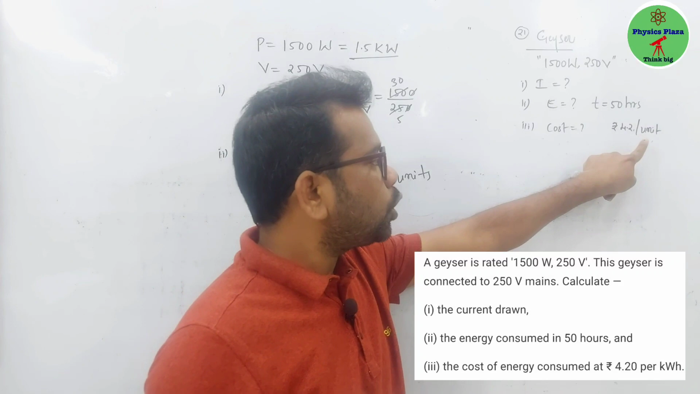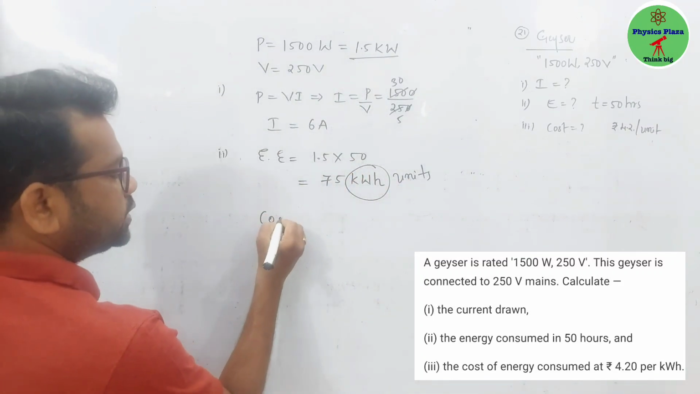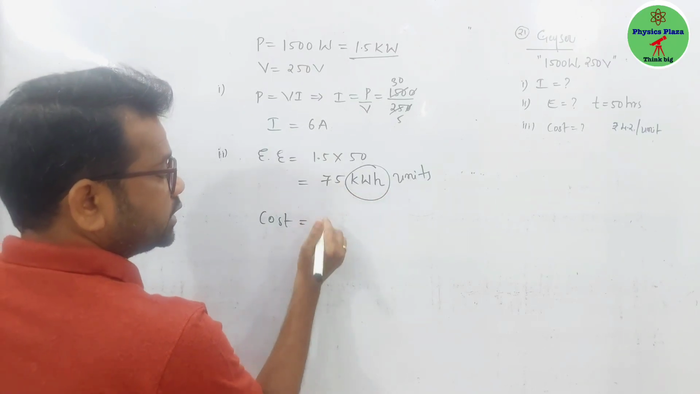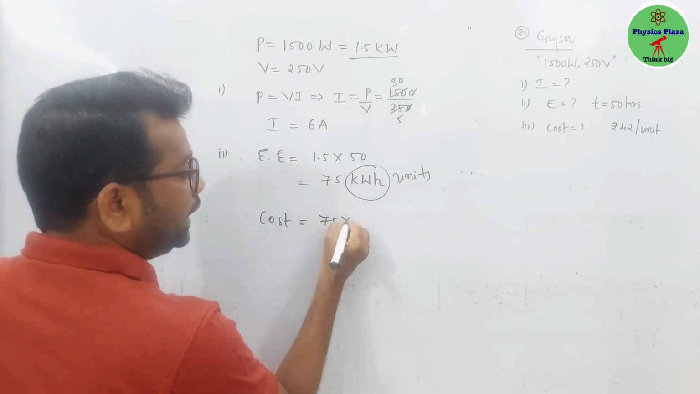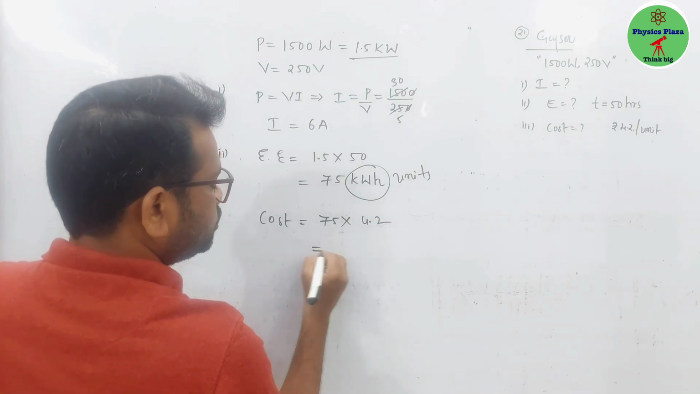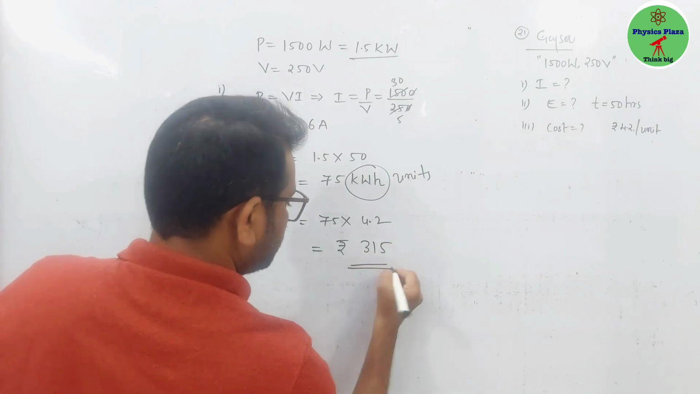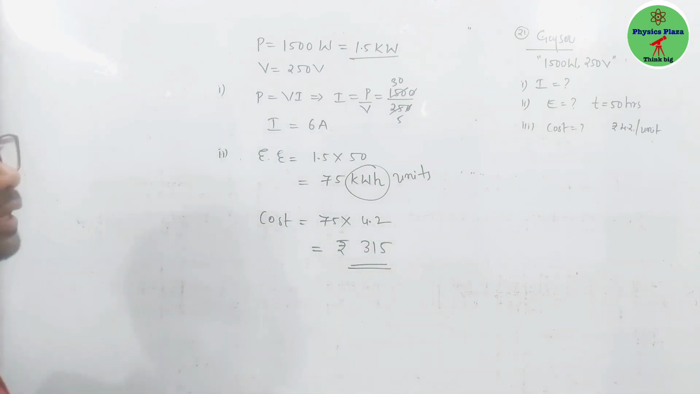Now they are asking the cost, if the cost per unit is 4.2 rupees. So children, the cost is equal to the number of units consumed, that is 75, into the cost per unit, 4.2 rupees. This is going to be rupees 315. So this is how we need to calculate.